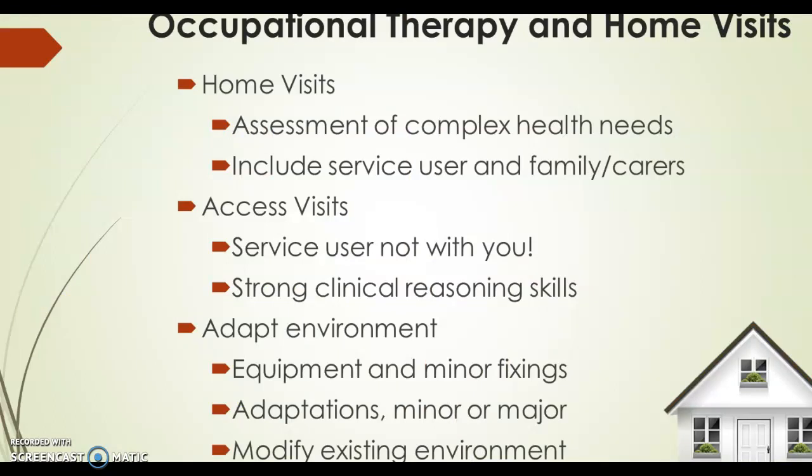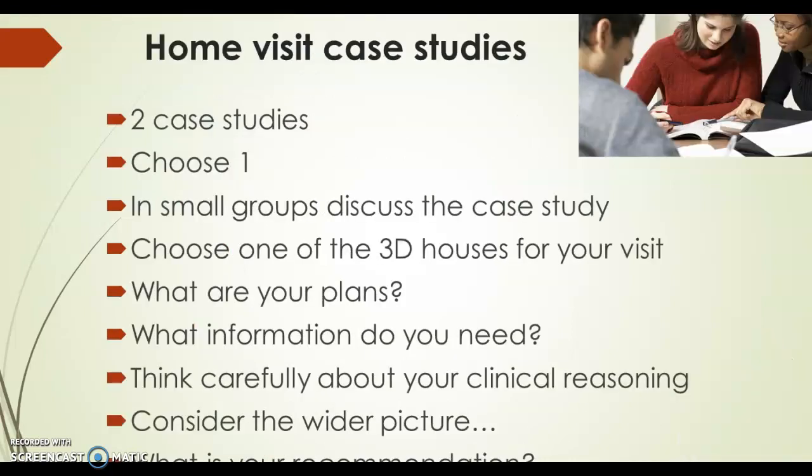So occupational therapy and home visits. Within the home visit, you'd be looking at the assessment of the complex health needs. You'd obviously be including the patient, the service user and the family. An access visit is where they're not with you, so you're just going out as sort of a pre-visit really, just to suss things out. Or you might just do an access visit without a home visit. And you need strong clinical reasoning skills. And then you might look at adapting the environment, where you put in equipment and minor fixings. There's also adaptations, which can either be minor or major, and you can modify the existing environment.